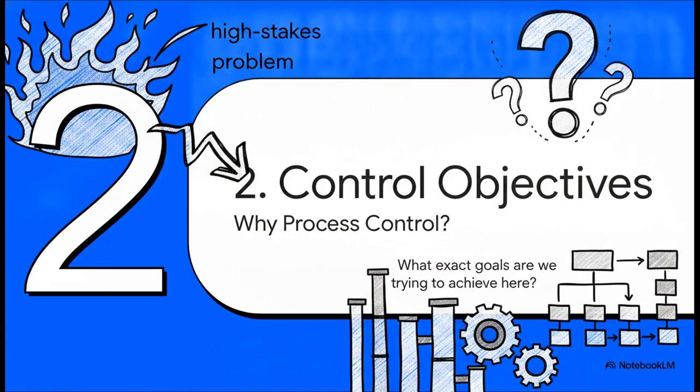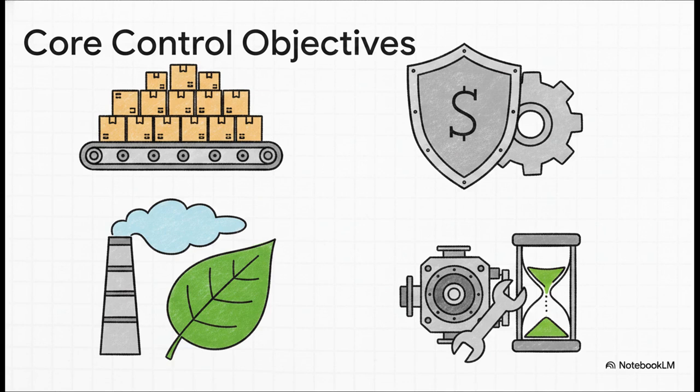Moving right along to Section 2, control objectives. Basically, why do we even need process control? Well, an immense responsibility rests on the shoulders of process control. At a high level, we really have two primary reasons for doing this: to stabilize and optimize process plant yields, and to ensure that production processes are safe and environmentally friendly.